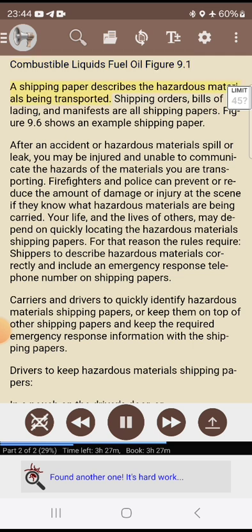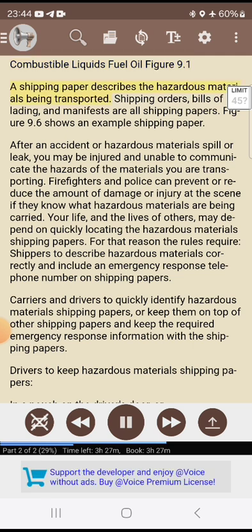A shipping paper describes the hazardous materials being transported. Shipping orders, bills of lading, and manifests are all shipping papers. Figure 9.6 shows an example shipping paper. After an accident or hazardous materials spill or leak, you may be injured and unable to communicate the hazards of the materials you are transporting.